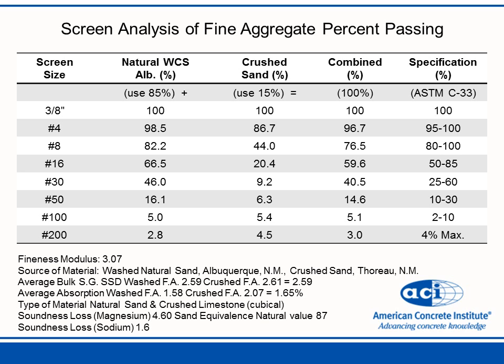With the bulk specific gravity of the fine and the coarse, or the natural fine sand and the crushed fine aggregate, what the average bulk specific gravity was, along with the absorption of the washed sand and the crushed, and that the natural material was natural sand and crushed limestone. Also provided the magnesium and sodium soundness loss, along with the sand equivalent number, because many people would like to know what the sand equivalent is, even though it does not play a part in a lot of our mix designs.